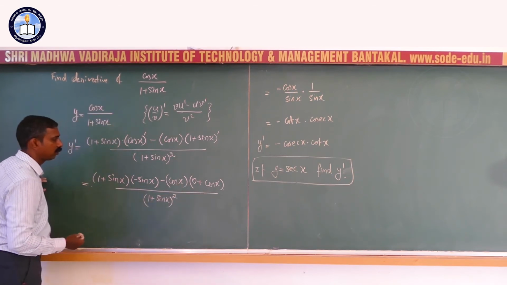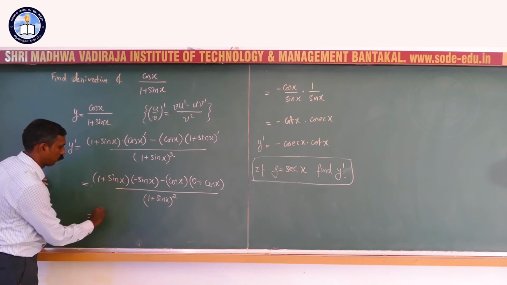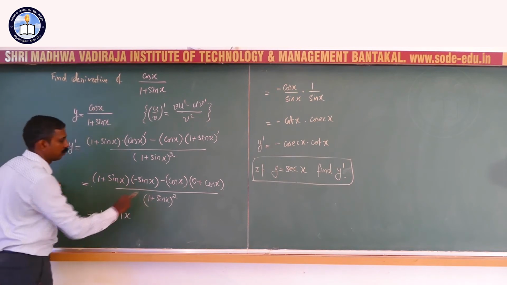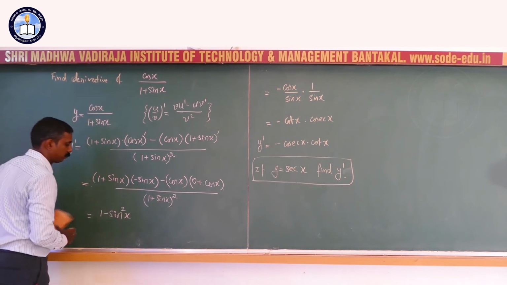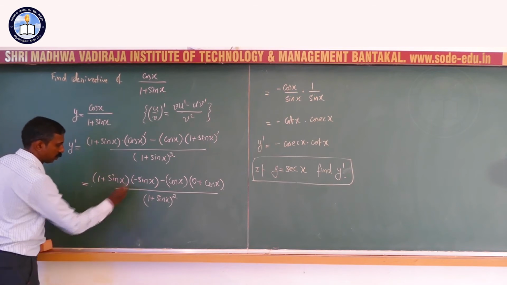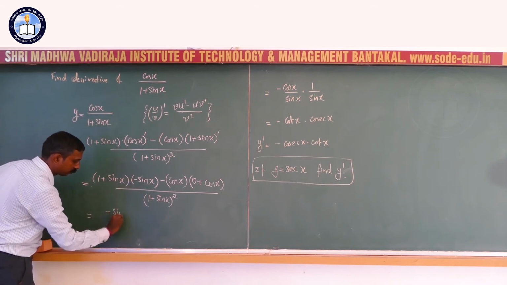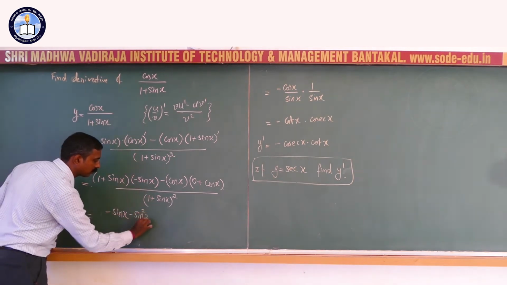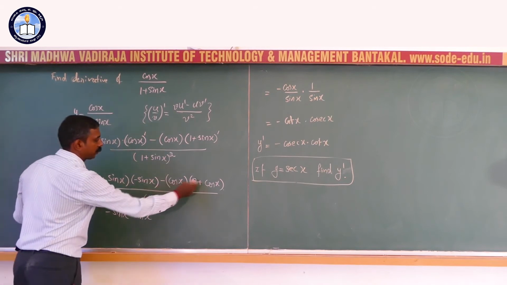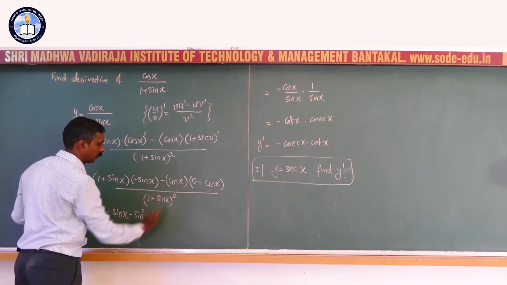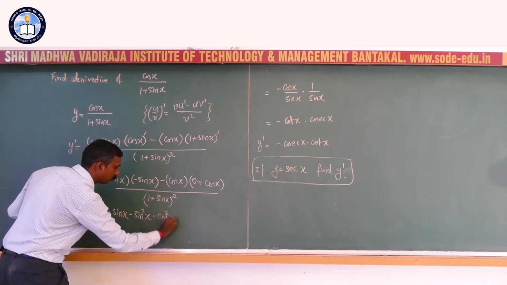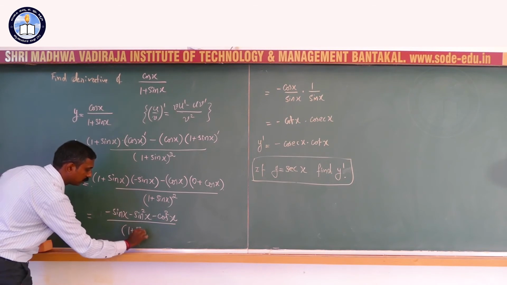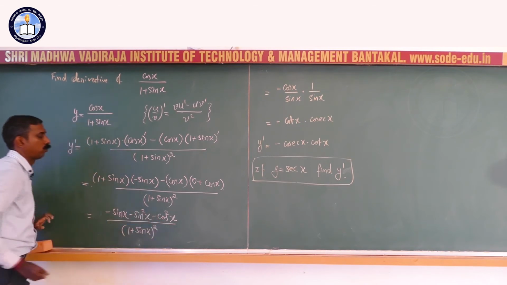Simplify this further. You will get 1 minus sin square x, sorry, it is not 1 minus sin square x, it is minus sin x minus sin square x. Okay, luckily this is 0, 0 plus cos x into cos x, cos square x. So, minus cos square x whole divided by 1 plus sin x whole square.